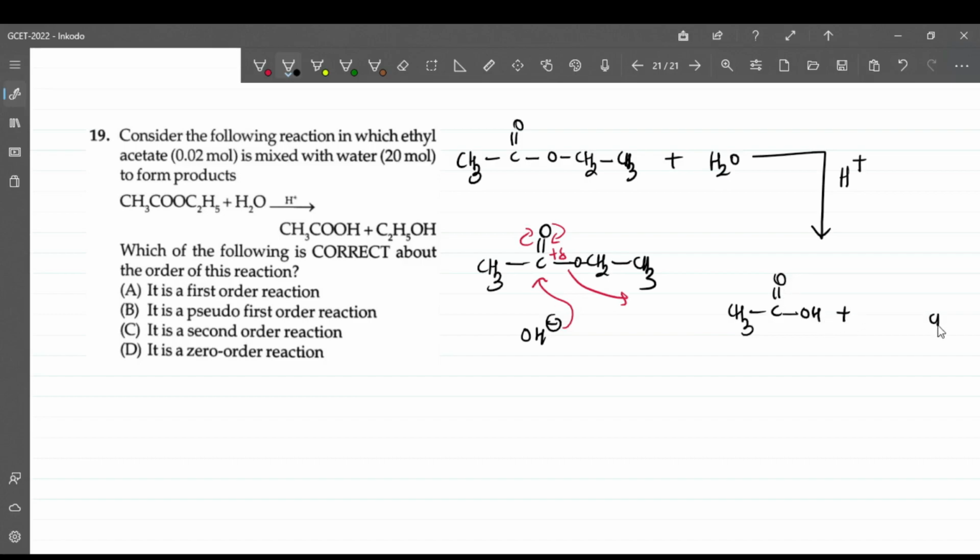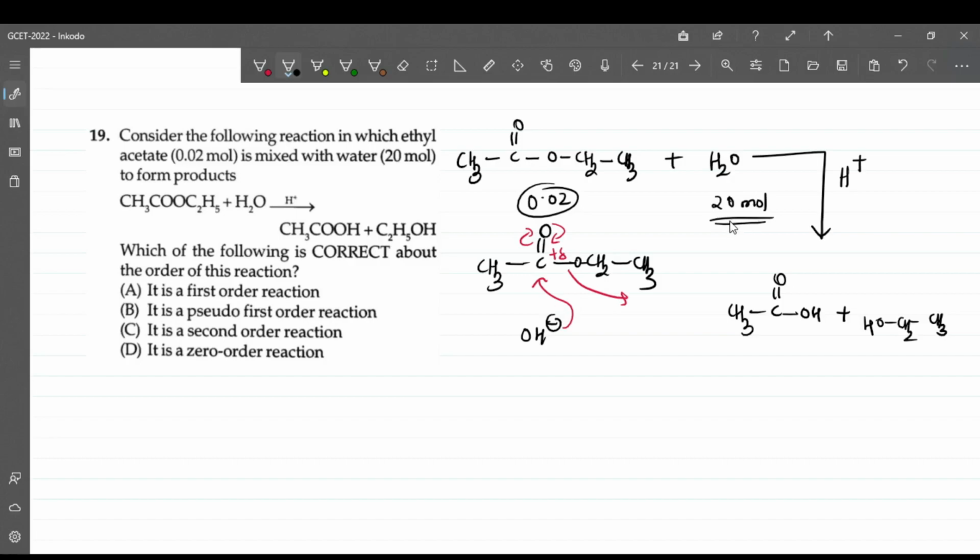That's why you are going to get CH3CO with OH newly connected, and the other is CH3CH2OH, that is O minus and H plus. So two things you are getting: one is acetic acid and the other is ethanol. Means hydrolysis is happening. Now what they have given is this is 20 mole, and this is just 0.02. So to convert all these 0.02 mole, just 0.02 from the 20 mole will be utilized.